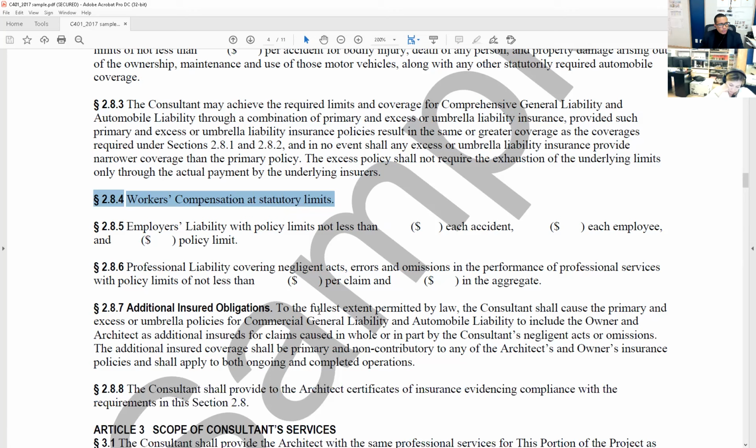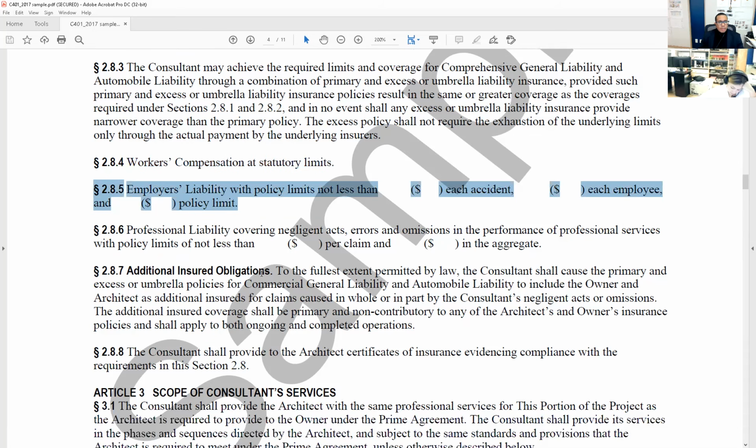2.8.5, employer's liability with policy limits no less than an amount here. And then again, those amounts, they put them in there. You fill them in. There may be a requirement by the owner of the project to an amount on these limits, and they've got to do it. And we will know more about it. We read it on the B101, and we're going to continue knowing more about it here.